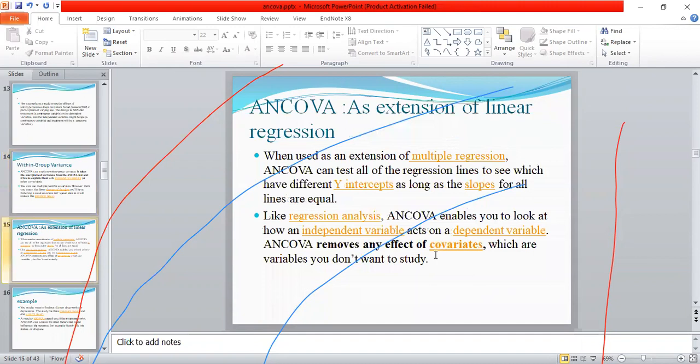ANCOVA is an extension of linear regression. When used as an extension of multiple regression, ANCOVA can test all of the regression lines to see which have different y-intercepts, as long as the slopes of all the lines are equal. Like regression analysis, ANCOVA enables you to look at how an independent variable acts on the dependent variable. So ANCOVA removes any effect of covariates, which are the variables you don't want to study.